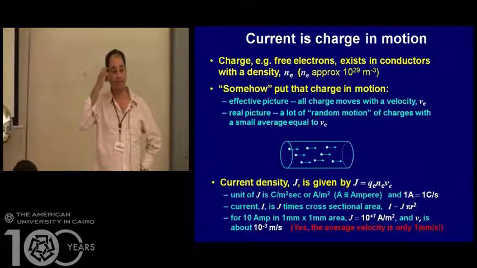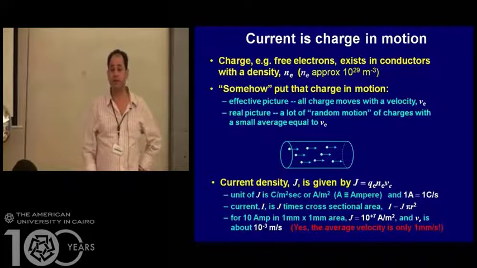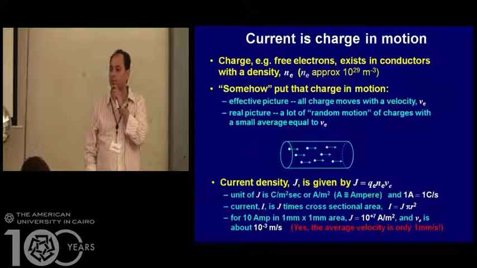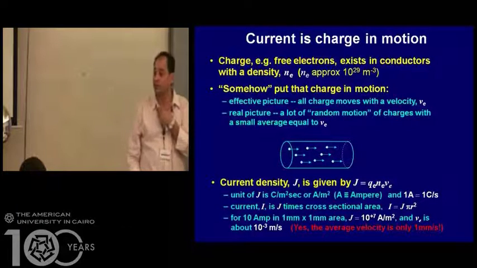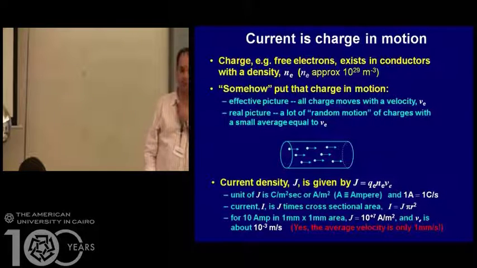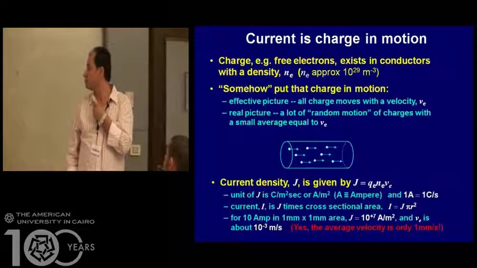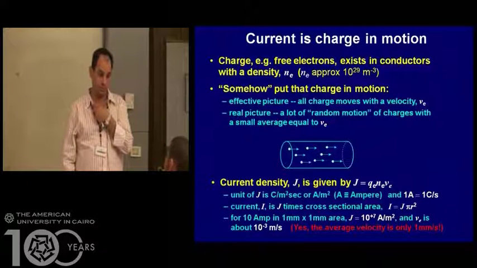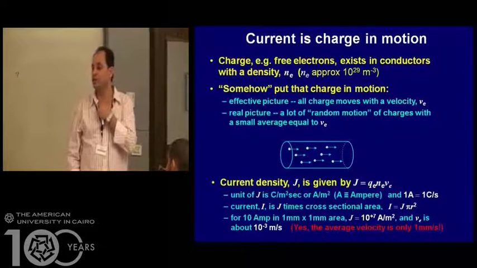What's n? Number of what? Number of free charges per unit volume. That's n, not rho. Rho would be the number of electrons times the charge of one electron.